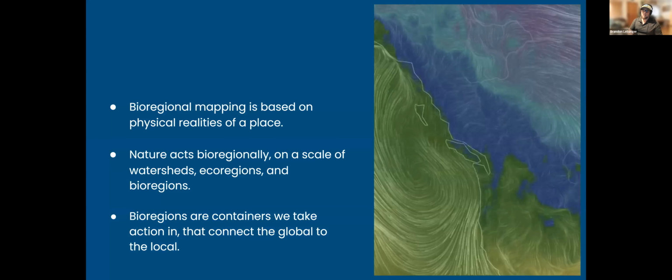So just to say that bioregional mapping is based on physical realities of place, and that nature acts bioregionally on a scale of watersheds, ecoregions, and bioregions. And so because of that, it's important that these bioregions and bioregional maps are the scales that we take action in.